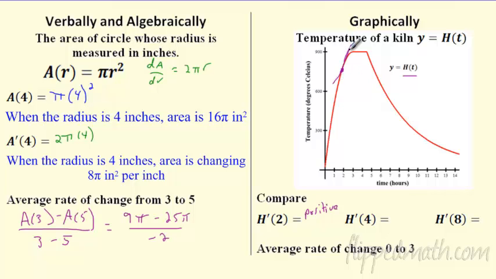That means my temperature is increasing. The h is increasing. How about the h prime of 4? What's happening at 4? Well, here is 4 up here. What's going on here? What's the derivative at this moment? What's the tangent line? Well, it's flat.